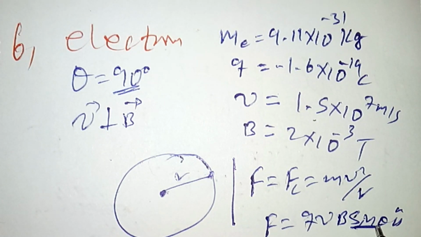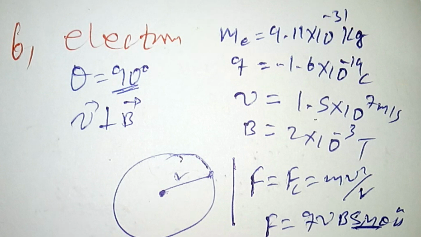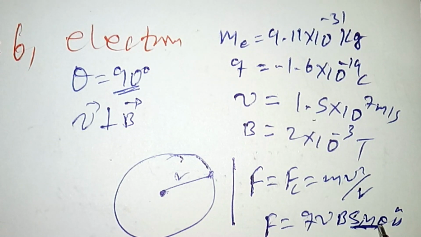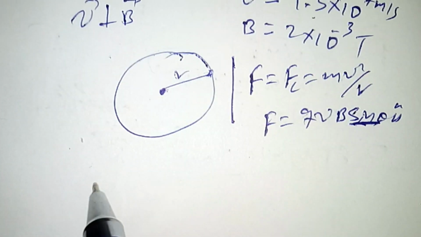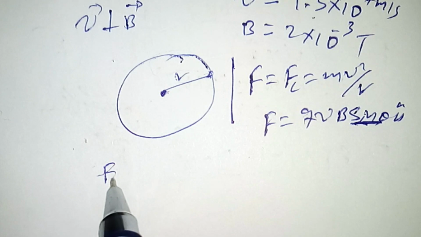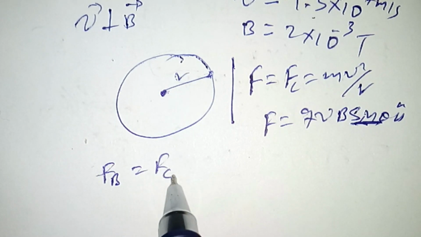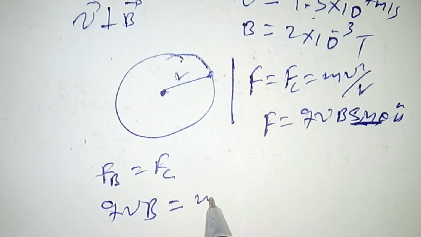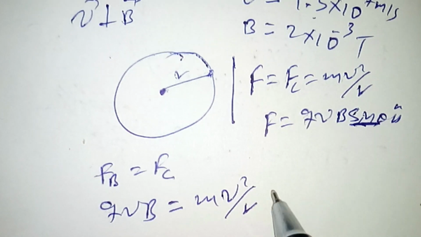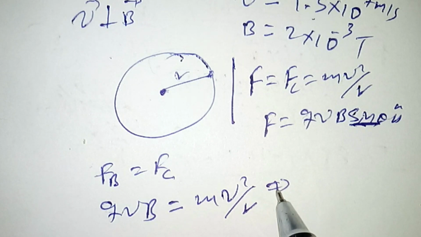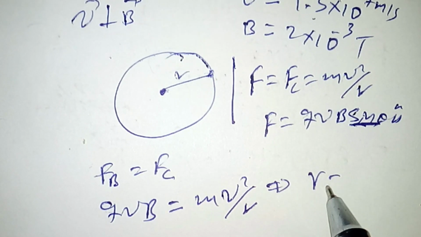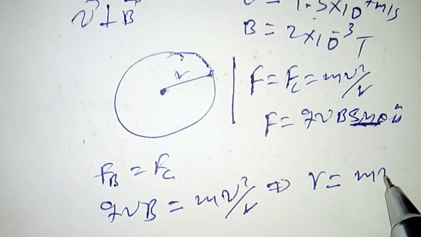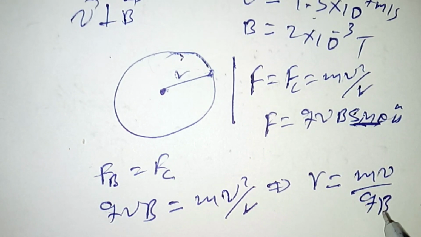But the question says that the electron enters the region of magnetic field perpendicularly, so theta is 90 degrees and sine of 90 degrees is directly 1. So we can say that the magnetic force is equal to the centripetal force, that is q v B equals m v squared over r. If we rearrange and solve for r, r is given by m v divided by q times B.